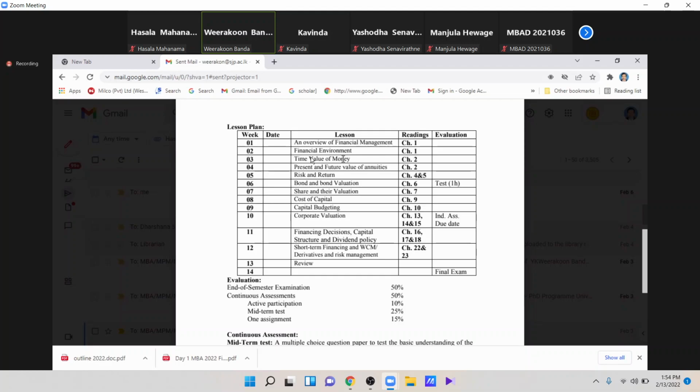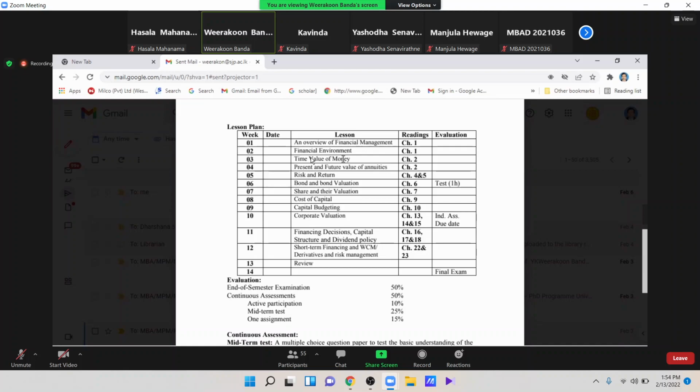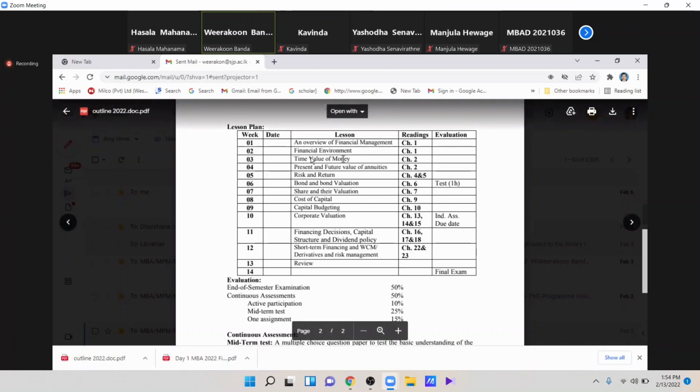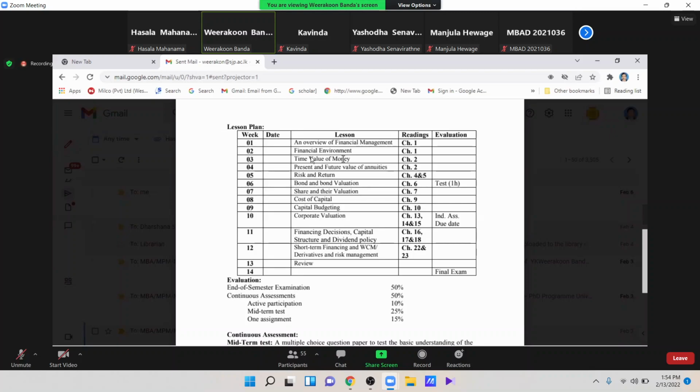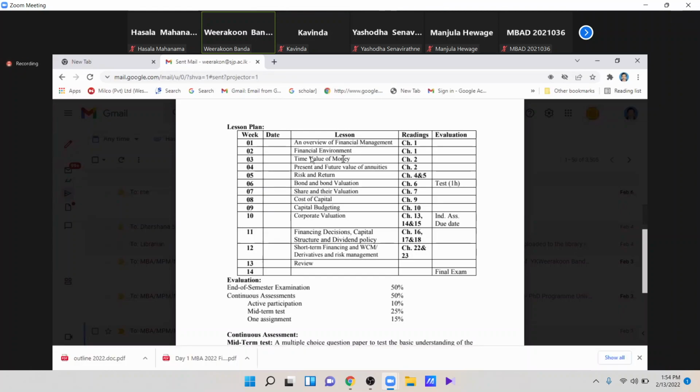Then the other topic is risk and return. So why risk? Why return? When you invest in a business, that is a risk, business risk. Then, depending on the different types of business risk, at the end of the period you expect some return. If you involve more risk, then you expect more return. If you involve less risk, then you expect less return.